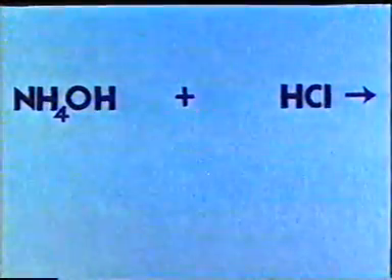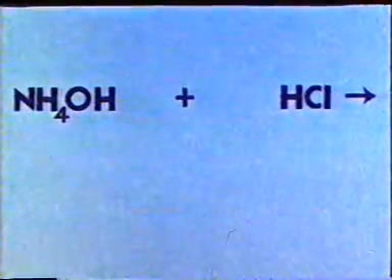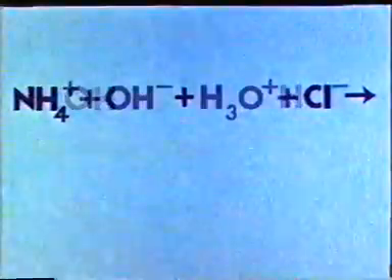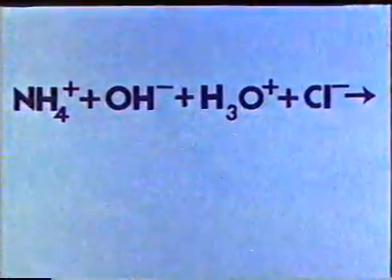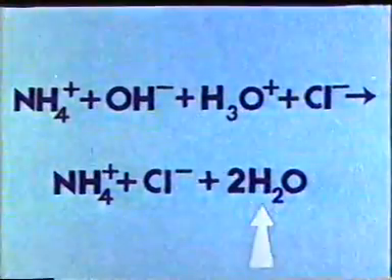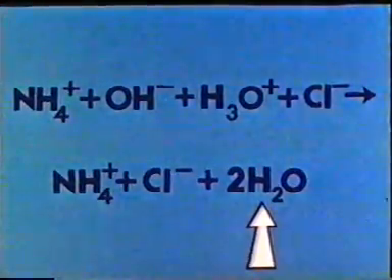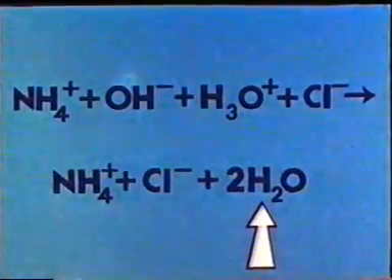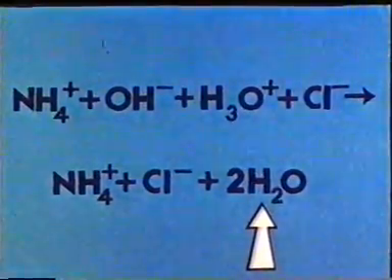This concept helps explain the reaction between ammonium hydroxide and hydrochloric acid, which we can express like this. We say the reaction goes to completion because a very slightly dissociated substance, water, is formed. This is an example of the expanded Arrhenius theory, which is still taught to introduce students to acid-base reactions.